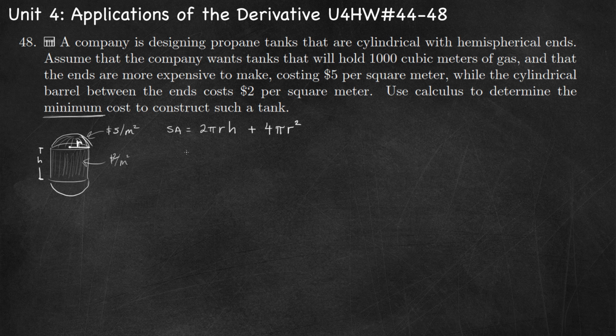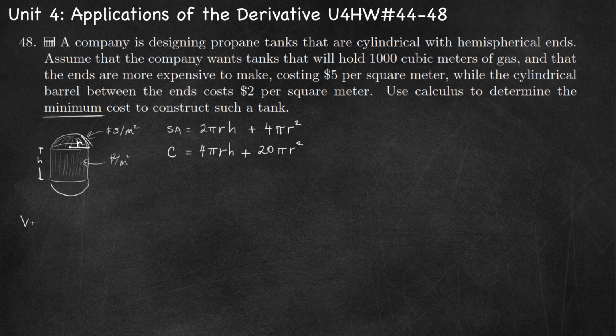Now the cost for the part that's 2 pi r h is $2 per square meter. So we multiply that by 2 and we get 4 pi r h. Plus, it's $5 times the 4 pi r squared, so 20 pi r squared. That's our cost equation. We have variables r and h, so we want to try and eliminate one of those if we can. And to do that, we're going to use the fact that the total volume will be 1,000.